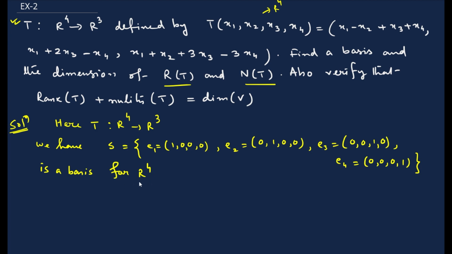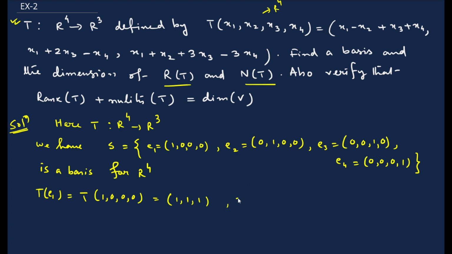So this is a basis for R to the power 4. This one is the standard basis. For R cube there will be 3 elements, for R square 2 elements. Like this it will go. Now if you find the image, suppose T of E1, so T of (1, 0, 0, 0). This is our x1, x2, x3 and x4. If you put these values, x1 is 1, x2 is 0, x3 is 0, x4 is 0. After calculation on the right hand side, you will get (1, 1, 1), because the other values x3, x4 are all 0.